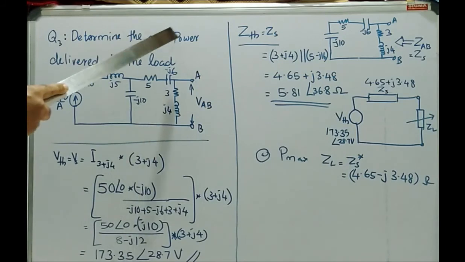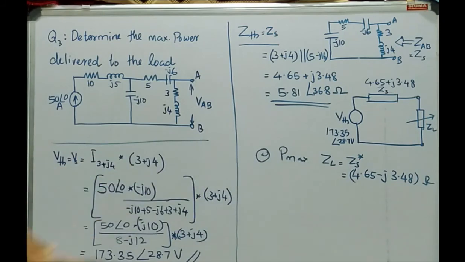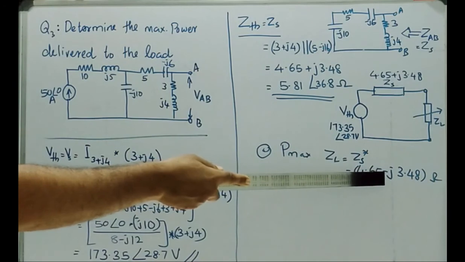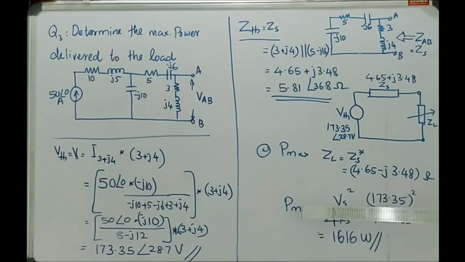In order to transfer maximum power, the load impedance should be the complex conjugate of the source impedance. This is the source impedance. The conjugate of this one is 4.65 minus J3.48 ohm. The corresponding Pmax can be obtained by the equation Vs square divided by 4Rs. Here the magnitude of Vs is 173.35 and Rs is 4.65. Substituting these values in this equation, we obtain the maximum power in this circuit as 1616 watt.